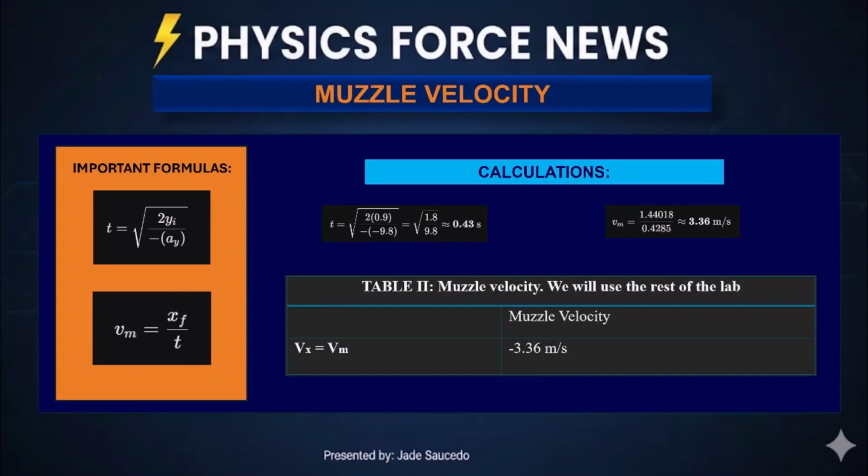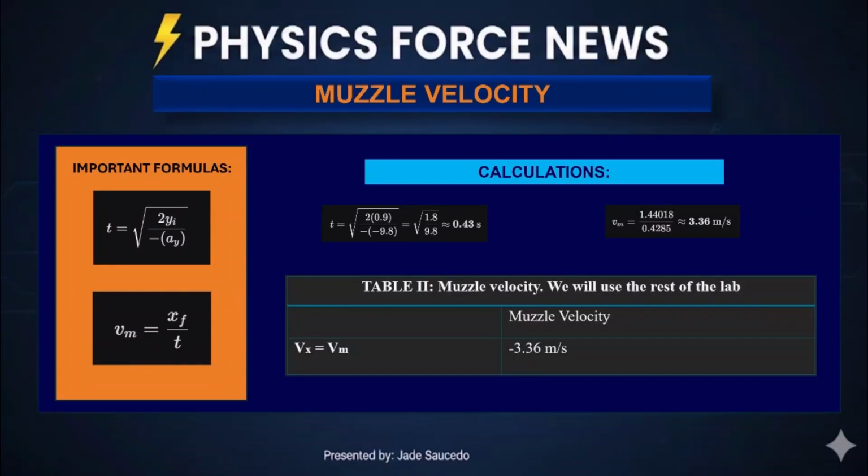For part 1, it's calculating muzzle velocity. Our first goal was to find the muzzle velocity, VM. This is the initial speed of the ball the moment it leaves the launcher. We started with a completely horizontal shot, 0 degrees, to simplify our variables.